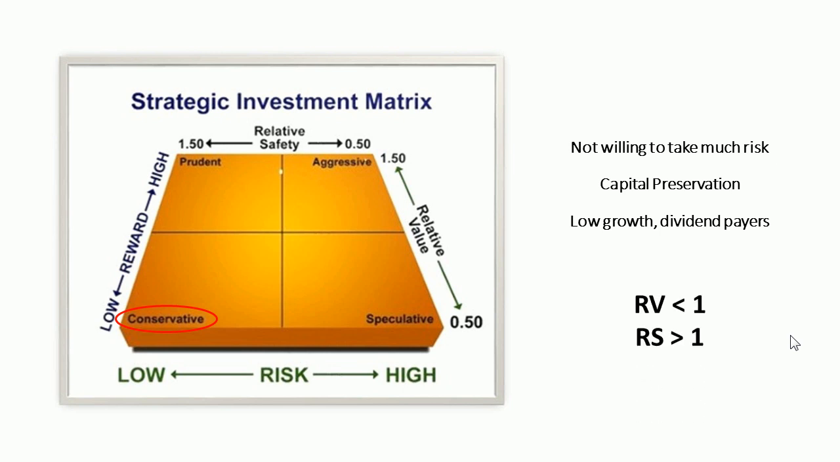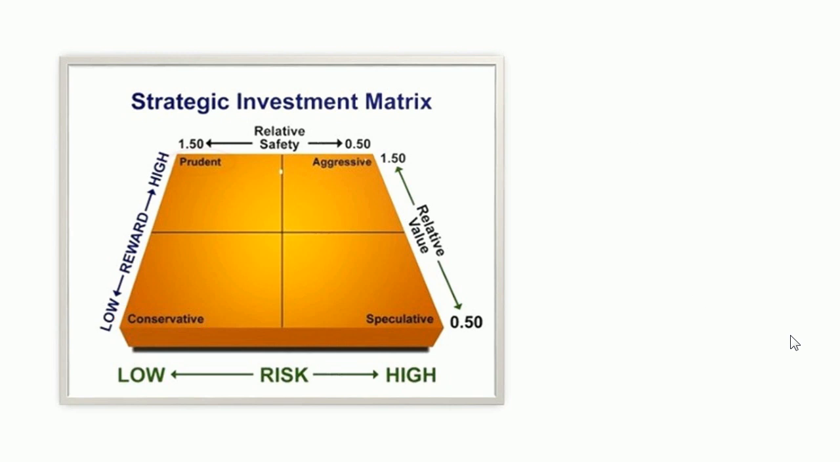These stocks are categorized by low relative value and high relative safety. Conservative investors are virtually certain to make money over the long term, but they rarely outperform the market. So a conservative investor will favor stocks with a relative value less than 1 and a relative safety greater than 1. Again, capital preservation, safety over capital appreciation.